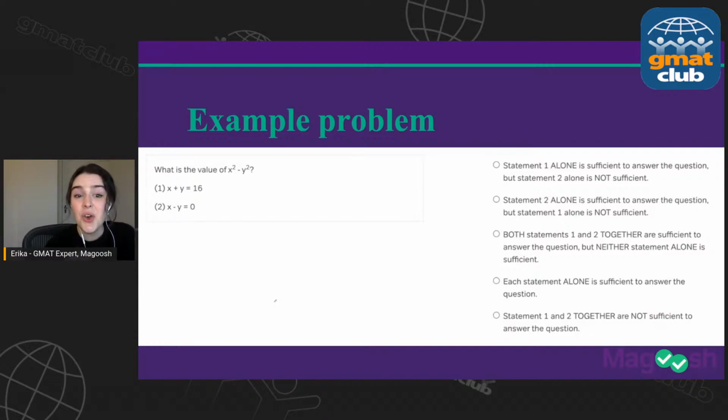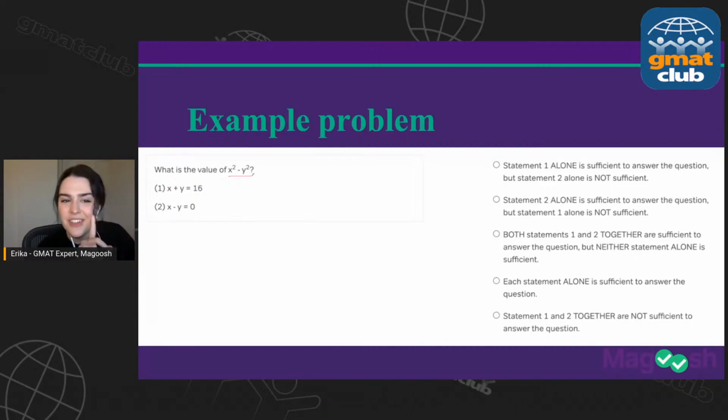Okay, so what do we notice about what we're solving for? We're being asked to solve for x squared minus y squared. What do we notice about that? I'm seeing some folks saying use of identity, factorize the expression, and they're absolutely right.